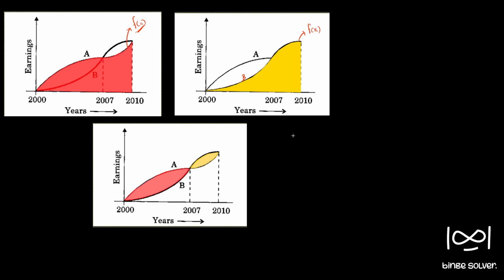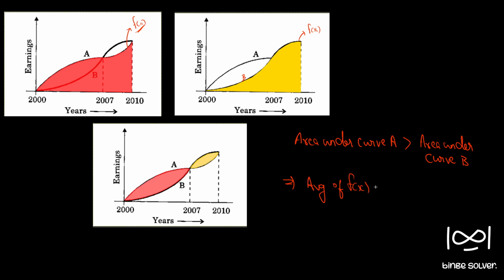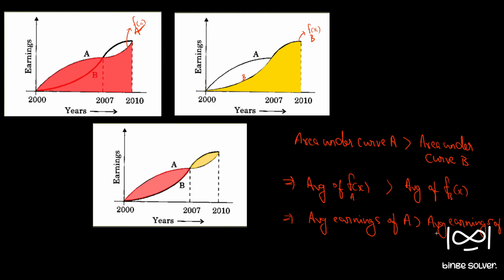So it is like area under curve A is greater than area under curve B. That implies the average of f of x, I will just call this f of A and f of B, is greater than the average of f of x for B. That implies average earnings of A are greater than average earnings of B. So in this manner, we can more conclusively say that the average earnings of A are greater than the average earnings of B.